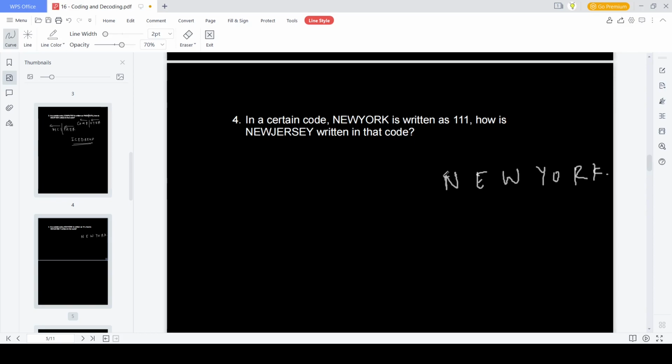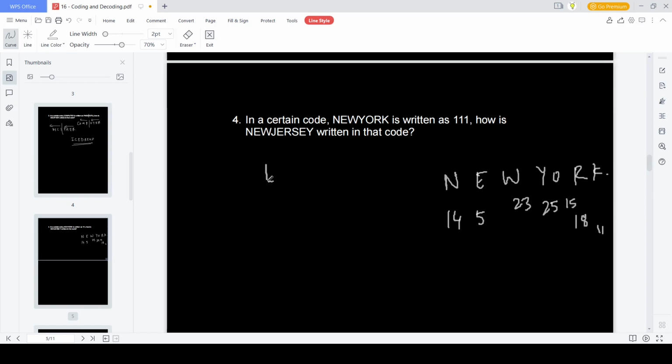So N is basically the 14th letter. If 14 were there somehow over here, then we could think it's positional, but here it is not positional. It means that you have to add it and check if it's adding up to 111. Okay, so we'll try that. E is the fifth letter, W is the 23rd letter, Y is the 25th letter, last but one. O is the 15th letter, R is the 18th letter, and K is the 11th letter.